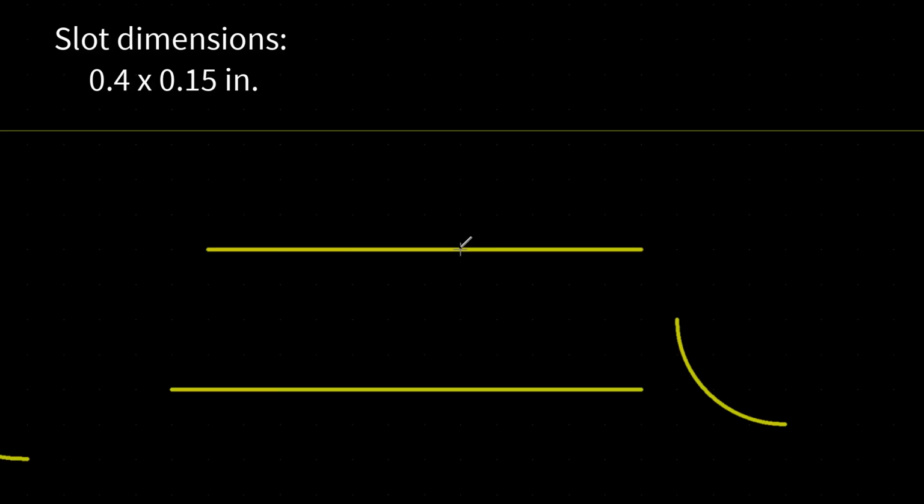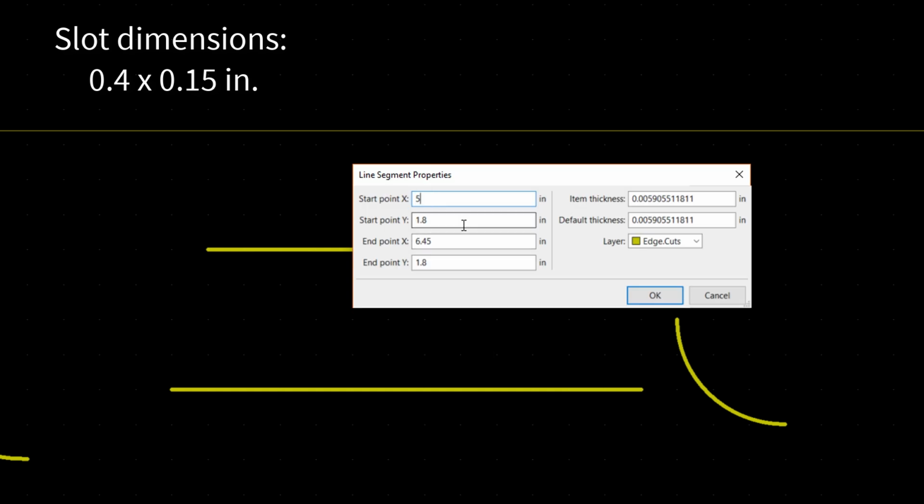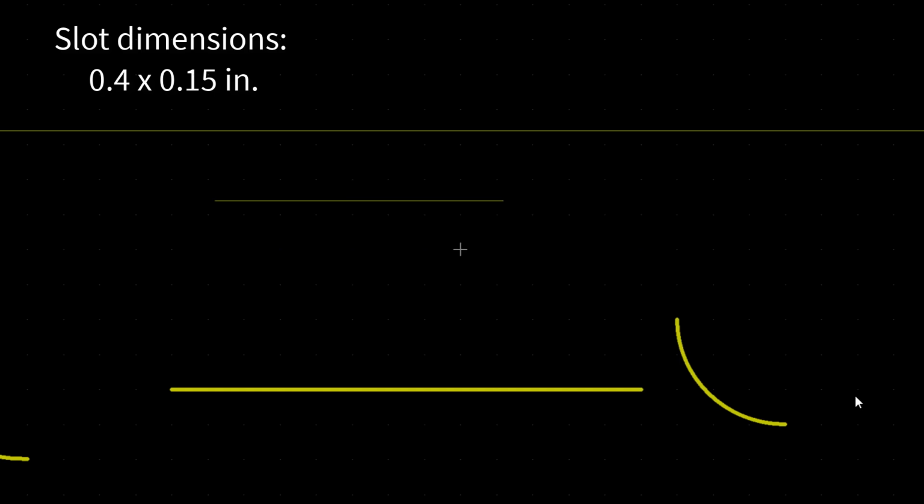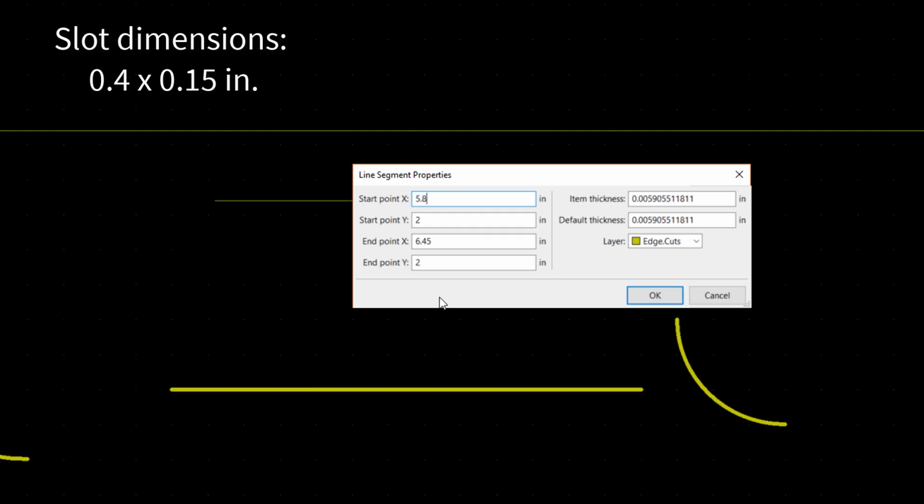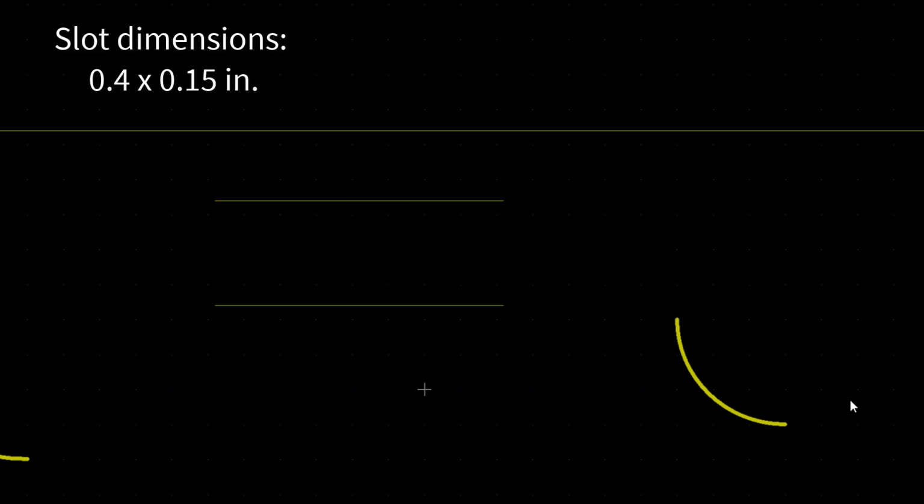So edit the first line. It should start at 5.86, 1.73, and it should end at 6.26, 1.73. Make the thickness 0.001 and click OK. The other line should start at 5.86, 1.88, and end at 6.26, 1.88. Make this one 0.001 inches thick as well and click OK.